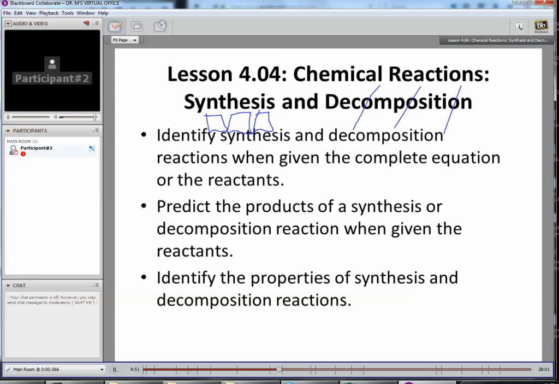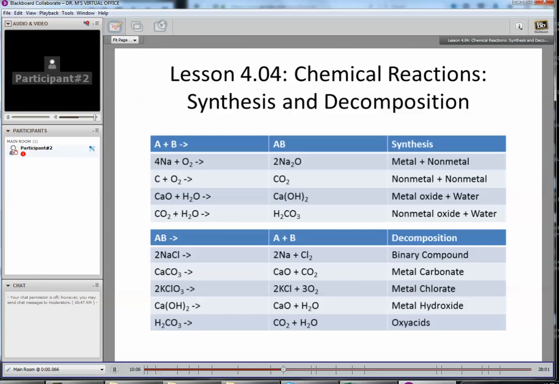Okay, so for this, we're looking at identifying the difference between synthesis and decomposition reactions. We're predicting the products just like we did last time through, and we're identifying the properties of synthesis and decomposition. So some examples are as follows. We have synthesis at the top here, and notice we're starting with two basic elements or compounds, and at the end we have just one product. That's the big thing here: one product with synthesis.